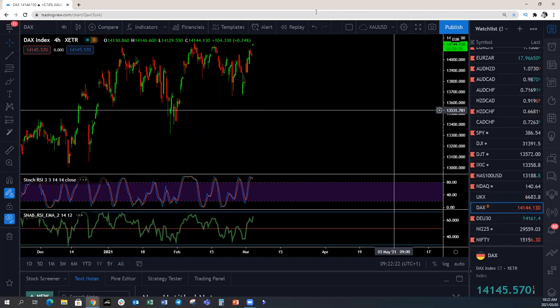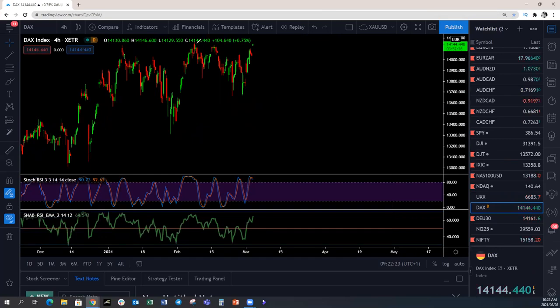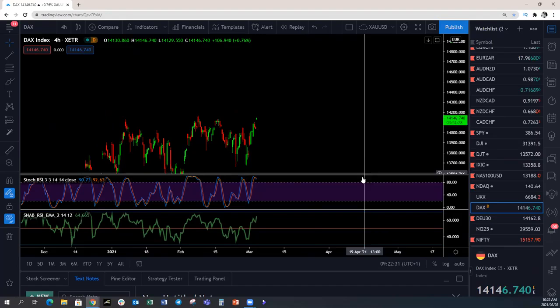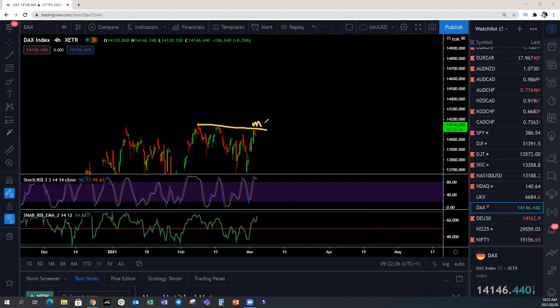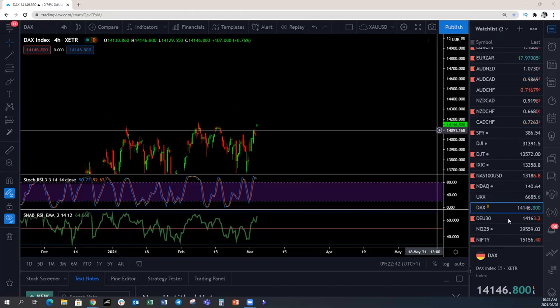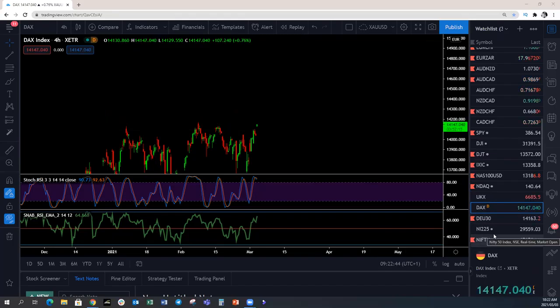DAX is already broken here, so it's looking more upside. So as you can see, this is where we are on the DAX. It has made a gap to the upside, but a gap for us is simply nothing other than just an impulse. It just means a very strong move. That's why there are gaps. So upside on the DAX.